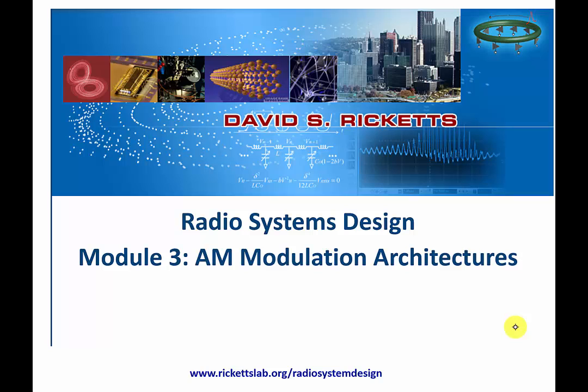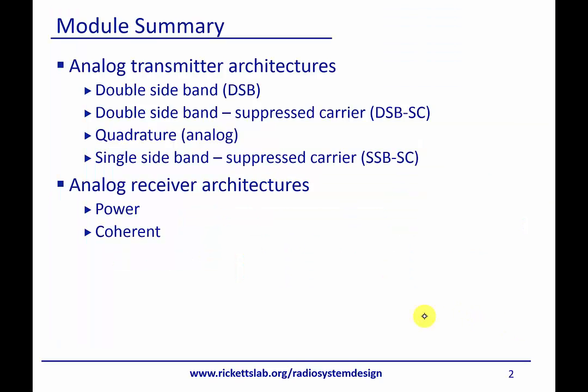Welcome to Module 3, Analog AM Modulation Architectures. So this is a summary of the module. We're basically going to be talking about 4 different analog transmitter architectures and talk briefly about 2 receiver architectures.